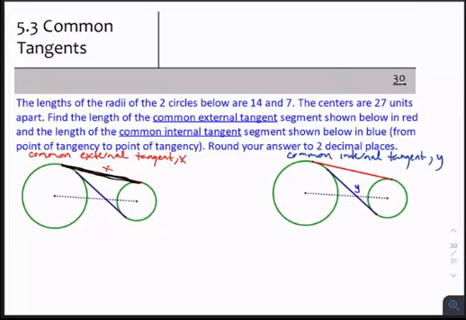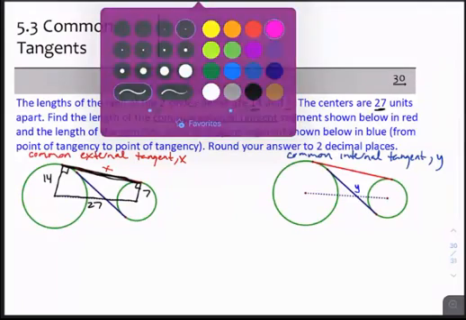Step 1 in both of these is to draw in your radius to the point of tangency. Remember from chapter 4 that when a radius intersects a tangent line, it intersects at a right angle. So these are going to be squared off here, with 90-degree angles. If I label the pieces of information, I have a radius of 7 for the smaller circle, a radius of 14 for the larger one, and the distance between their centers, this dashed line, is 27.